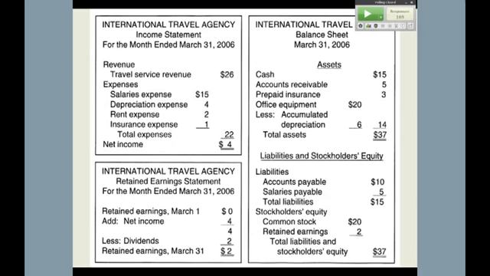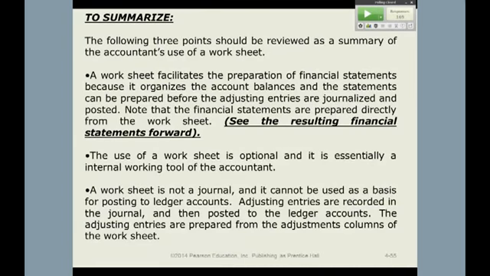so that the balance sheet is prepared directly from the worksheet. Now again, no entries have been made. We simply use the worksheet as a tool. So the financial statements can be constructed directly from the worksheet, and it allows you, again, to test the reasonableness of the adjustments and the accuracy of the adjustments.